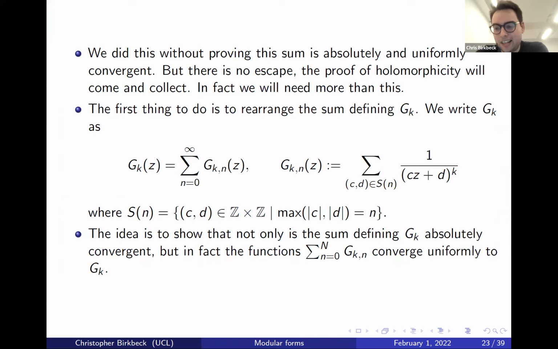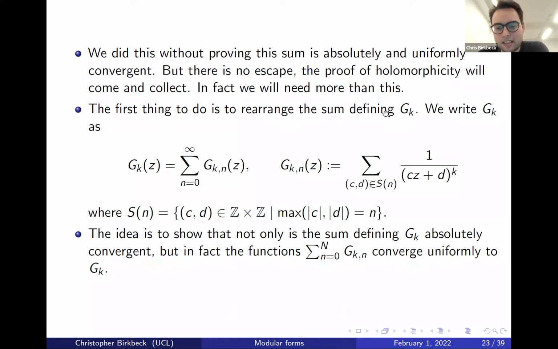But for the holomorphicity, it's going to come and collect. You can't get away from it. How you want to do this is rearrange the sum defining your Eisenstein series, and then check that you can write it as a sum of functions which are holomorphic and converge uniformly. They won't converge uniformly on the whole upper half plane, but I'll slice it up into little pieces where it works, and then we'll somehow glue our way up to the full result.